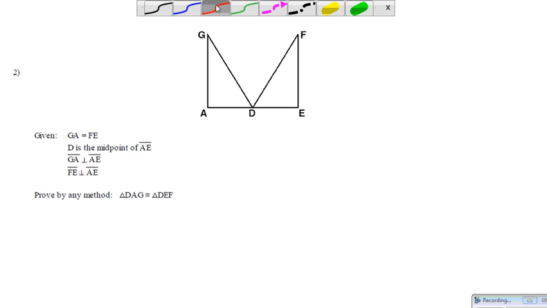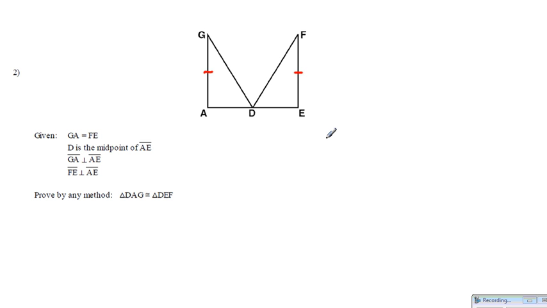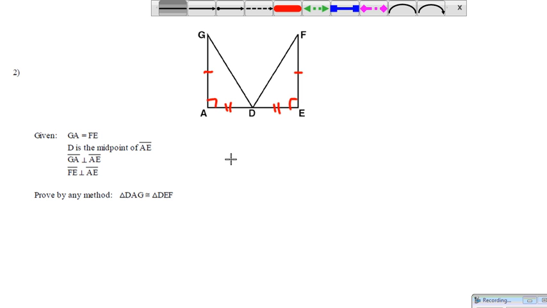Here we have, I'm going to use the red once again, GA is equal to FE. Yes, to be more specific, we actually have to say they are equal, therefore they are congruent, but we're just going to simplify them to be one step. And D is the midpoint of AE, which makes these two line segments also equal to each other. Now, GA is perpendicular to AE, that means they're right angles. So is the other side. Then how can we prove that these two triangles are congruent? By SAS. So once again, just like before, let us try to write up the proofs here.